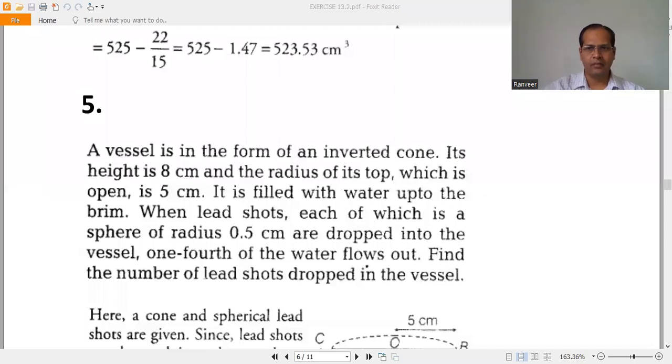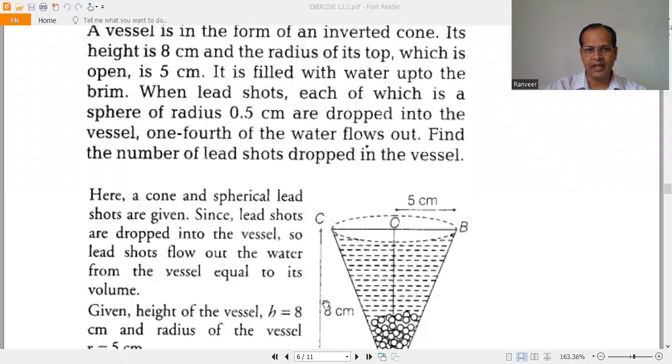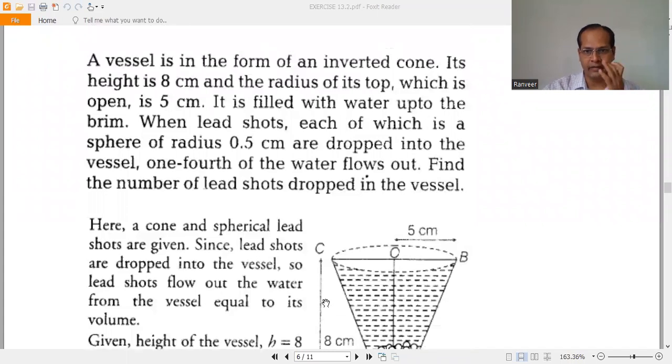Now, question number 5. A vessel is in the form of an inverted cone. Its height is 8 centimeter. Now, according to the given data, this is the structure. The cone height is 8 centimeter and the radius is 5 centimeter.